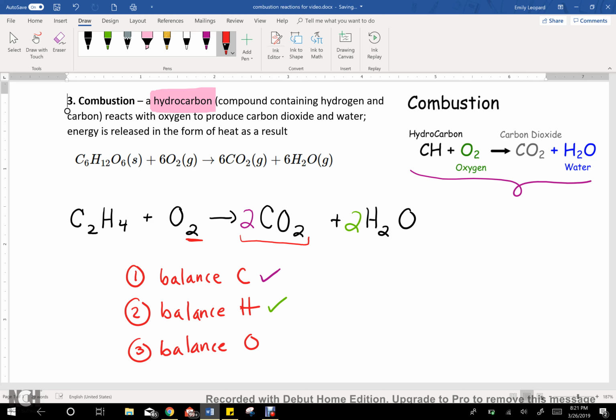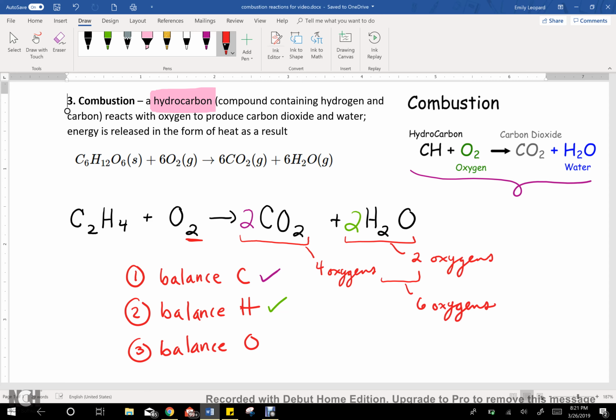So if I take 2 times 2, that means that in carbon dioxide, I've got 4 oxygens. And then if I look at water, it's got a coefficient of 2. 2 times 1, I've got 2 oxygens here. Okay, so if I combine those together, that means that total, I've got 6 oxygens on my right side. So if there are 6 oxygens on the right, that means that I also need 6 on the left.